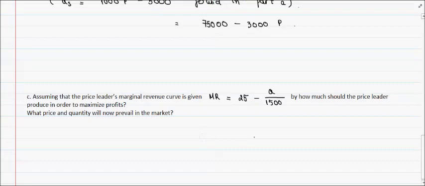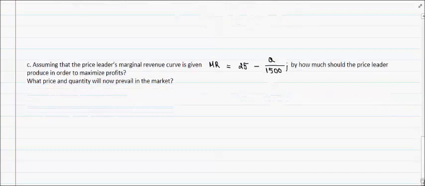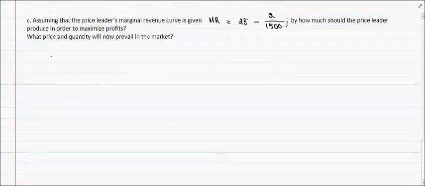All right, so the last part of the question asks you, assuming that the price leader's marginal revenue curve is given by marginal revenue equals 25 minus Q over 1500, how much should the price leader produce in order to maximize profit, and what is going to be the price and the quantity in the market? It's pretty straightforward. We know that the price leader is basically a monopoly, the only one who has unlimited resources. So he's going to be maximizing his profit at the point where marginal revenue equals marginal cost.